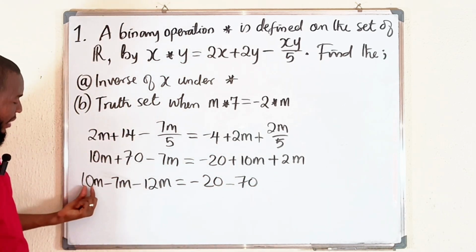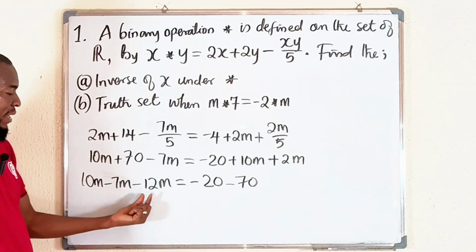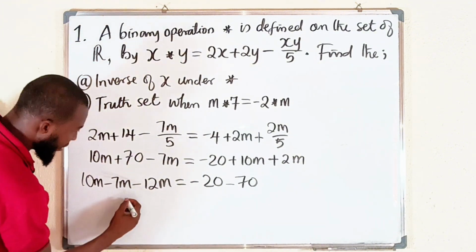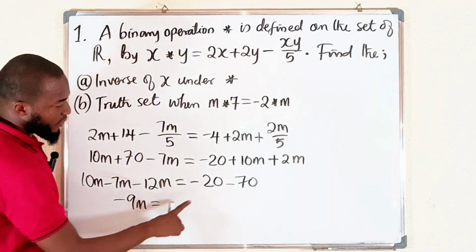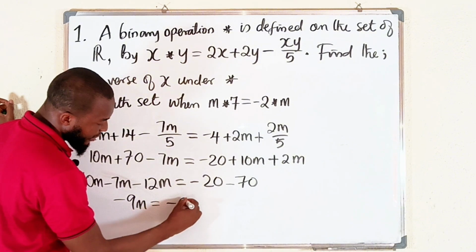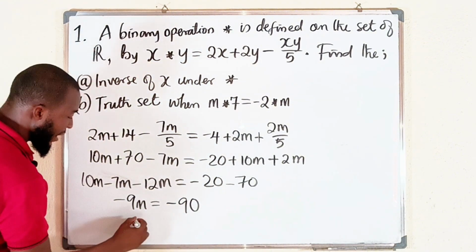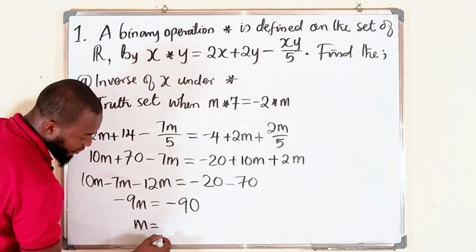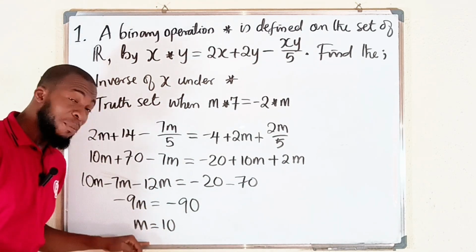Let's see what happened here. 10 minus 7 is 3. And 3 minus this will be negative 9. This is negative 9m equal to, this is 90, right? Negative 90. If you divide both sides by negative 9, m will be equal to 10. But do not write m equal to 10.